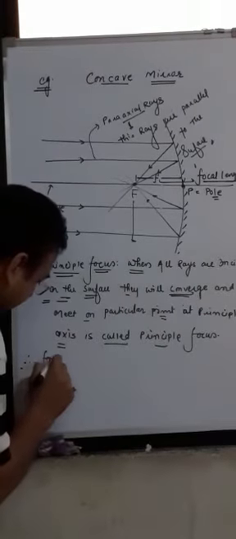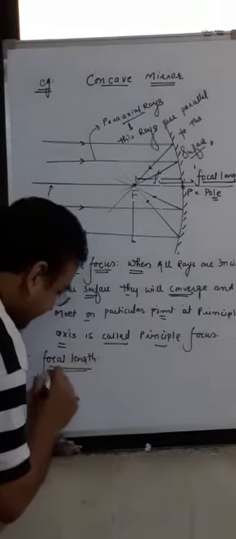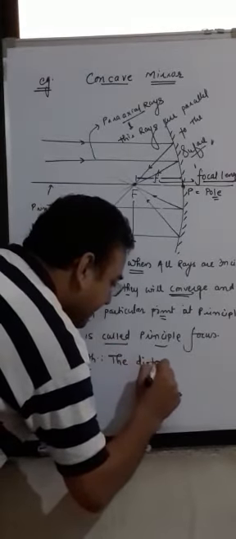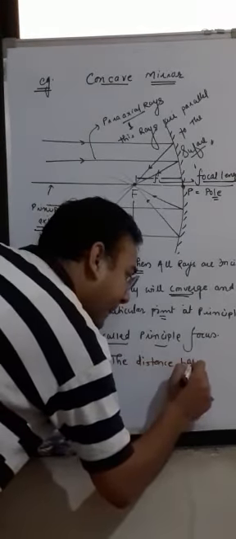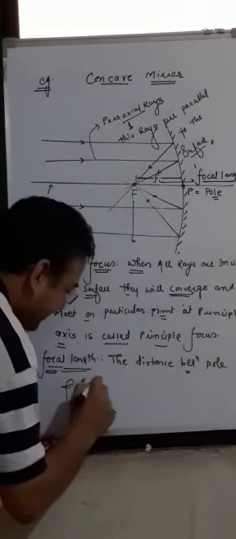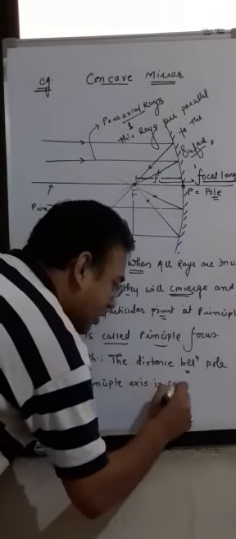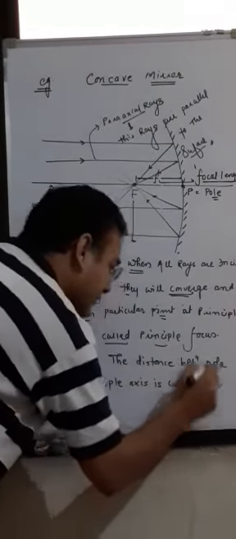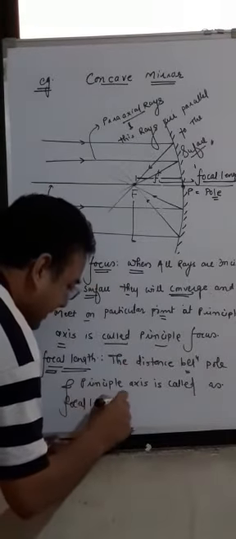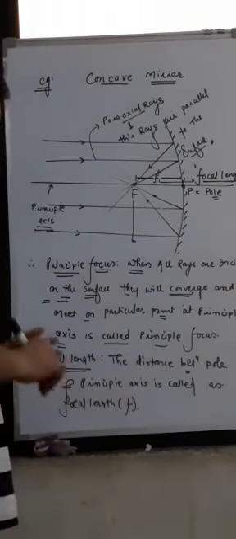Next, focal length. The distance between pole and principal focus is called focal length. It is denoted by small f. Fine.